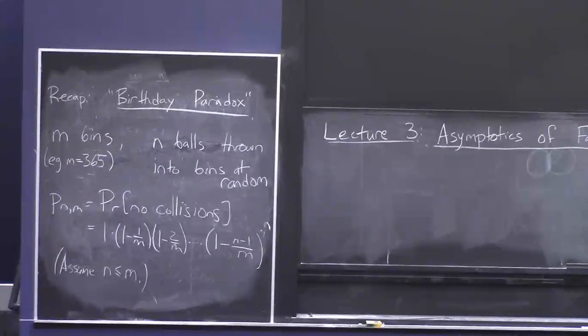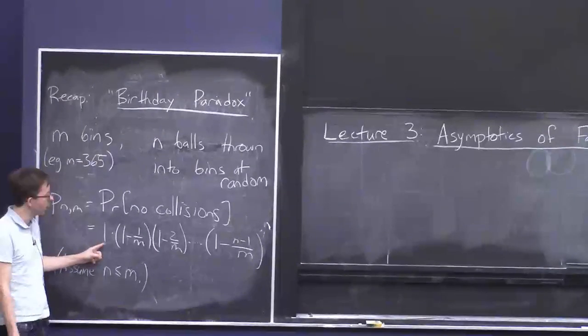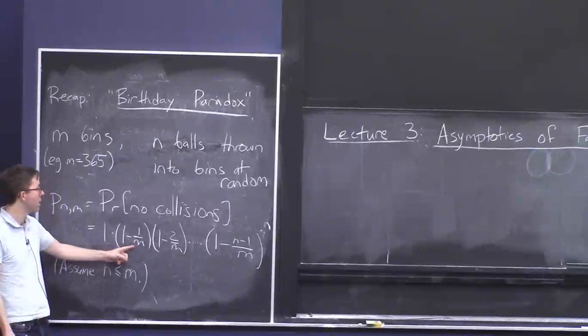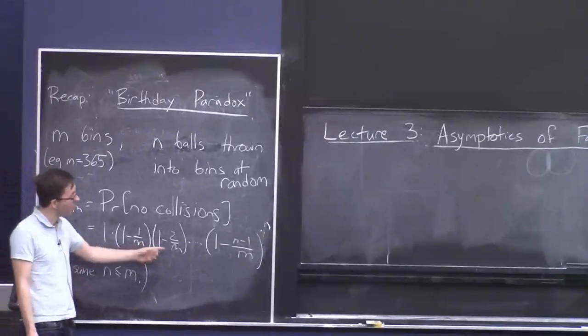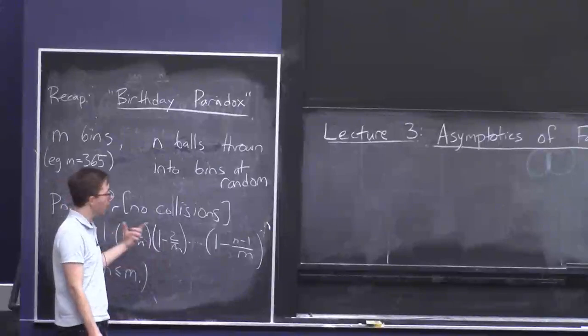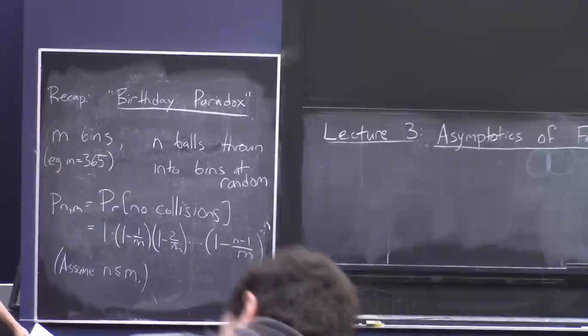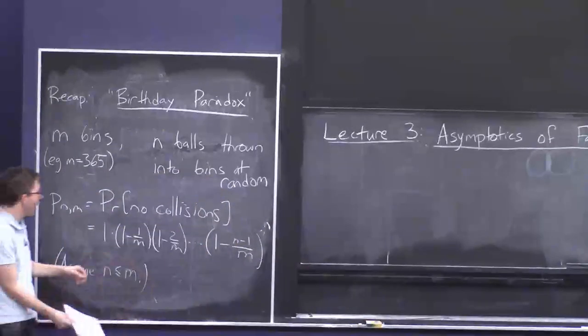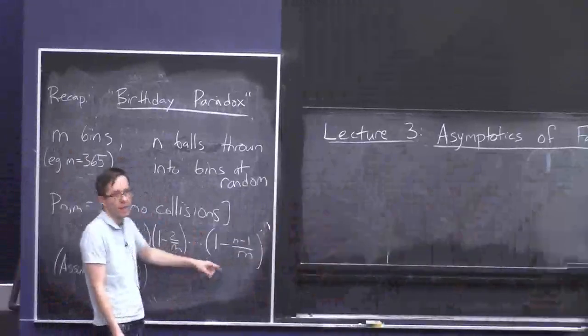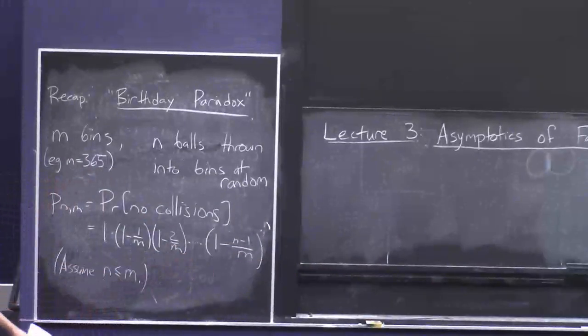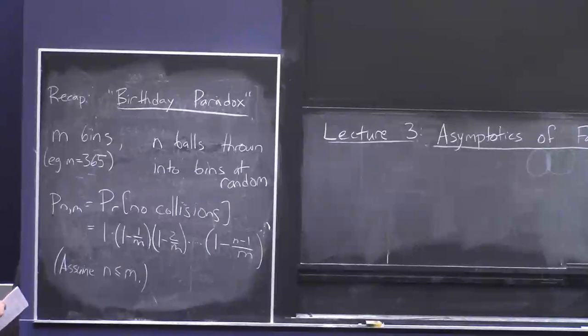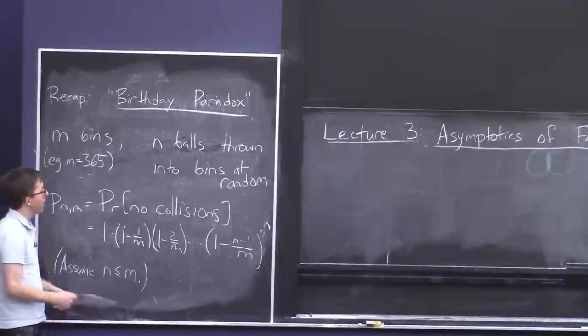And it's not hard to write down the exact probability for this. The probability that the first ball is by itself is 1. Conditioned on that, the probability that the next ball is by itself is 1 minus 1 over m. Conditioned on that, the probability that the next ball is in a bin by itself is 1 minus 2 over m, and so forth, as we mentioned last time. And this is right for all values of n, but you see this becomes 0 once n is at least m, and that makes sense because once you have more balls than bins, then you're definitely going to have a collision. Okay, so we'll assume that n is at most m.